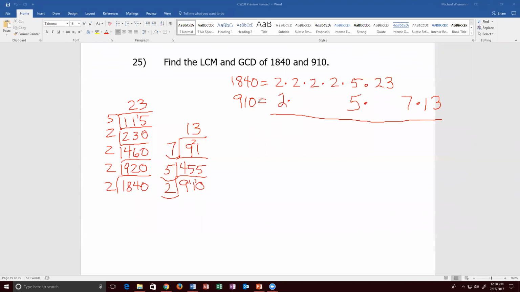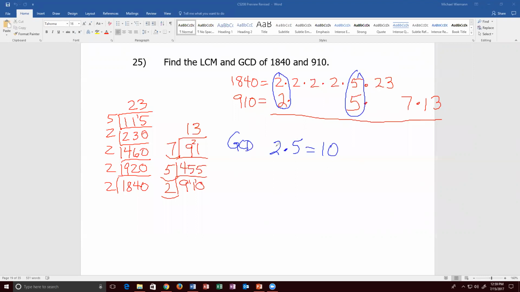Well, to figure out the GCD, and let me change the color here. To figure out GCD, it has to exist in both. So when it exists in both, notice that this one and that one exist in both of the numbers. Hence, if I take the product of 2 times 5, I end up with 10 as the greatest common divisor.